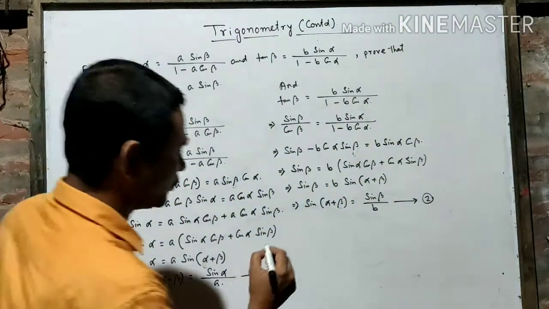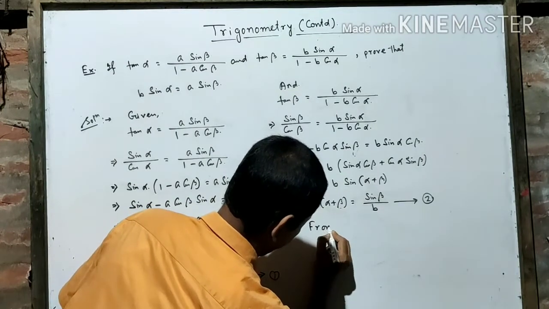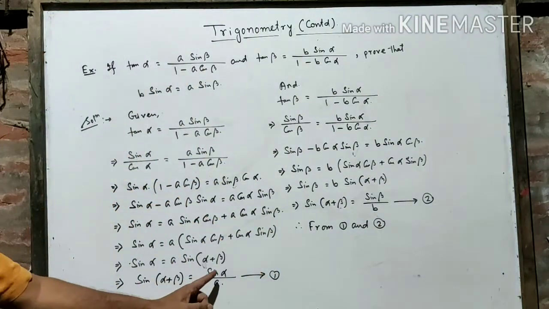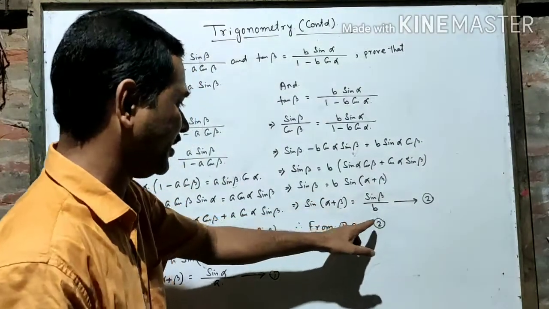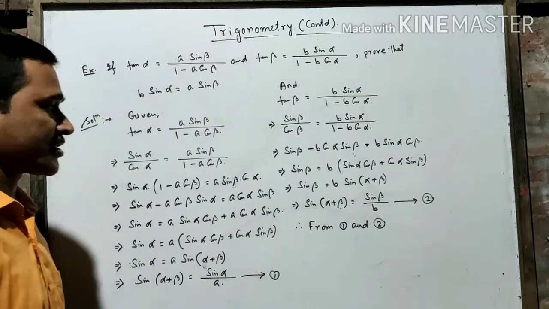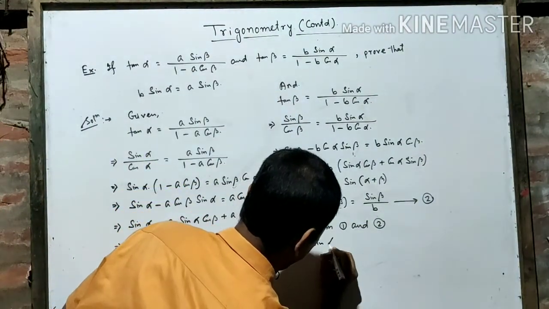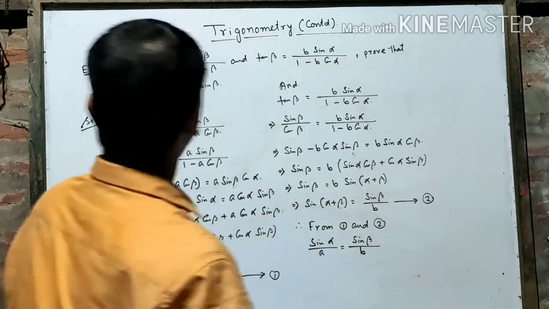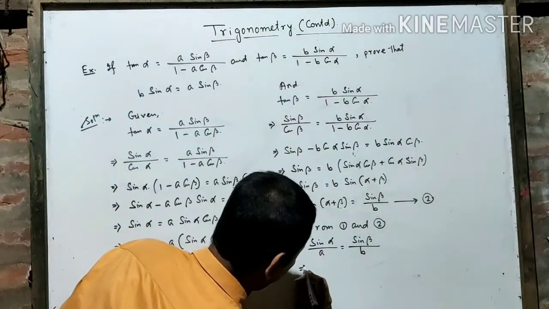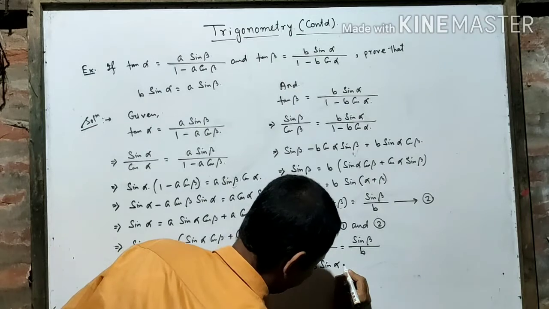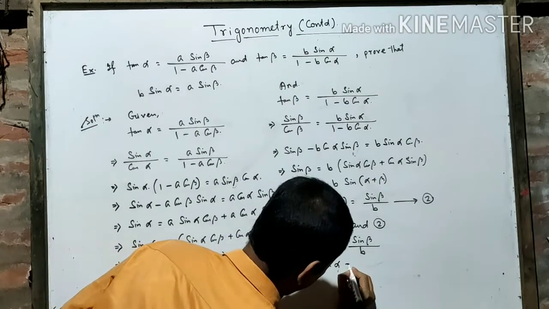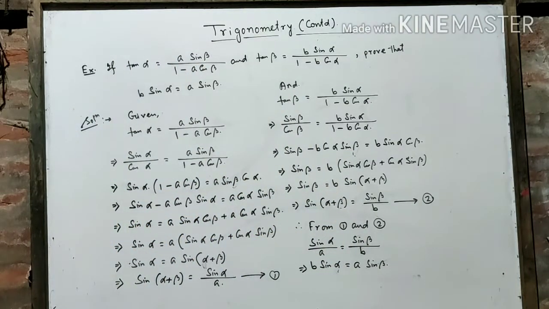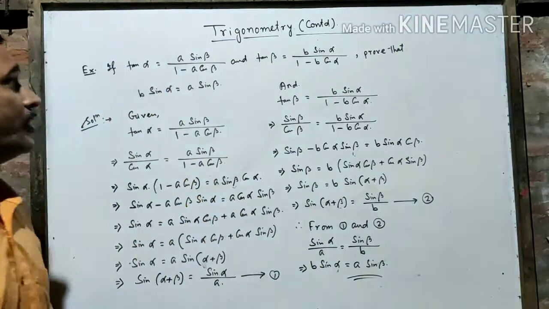Therefore, from 1 and 2, what do we get? We get sine alpha by a is equal to sine beta by b, because both of them are equal to sine of alpha plus beta. So sine alpha by a is equal to sine beta by b. This implies b sine alpha is equal to a sine beta, and this proves the result. Here is the result. We have proved it.